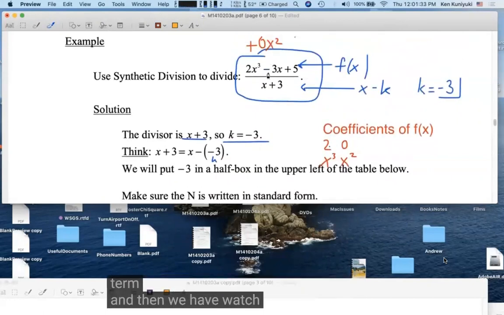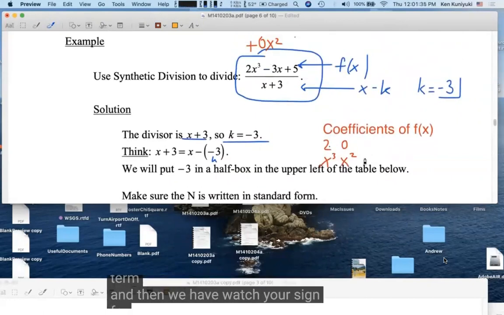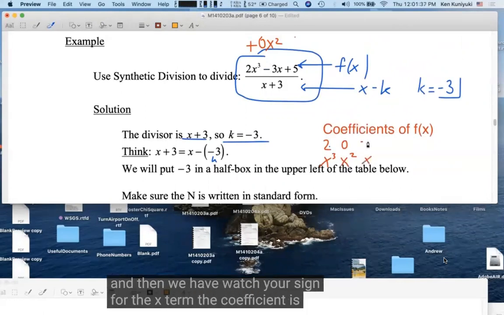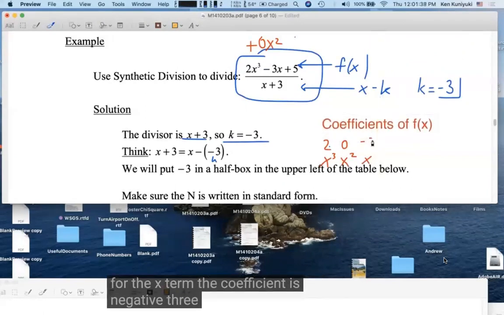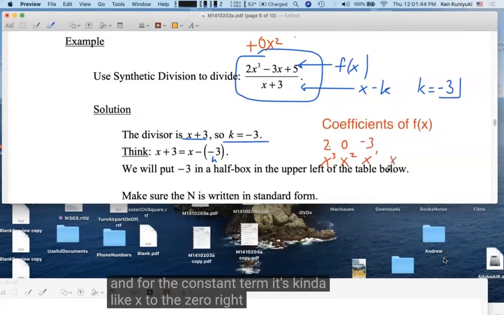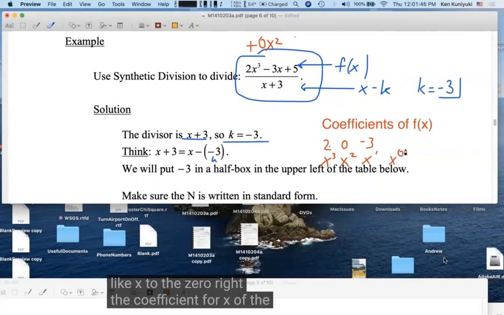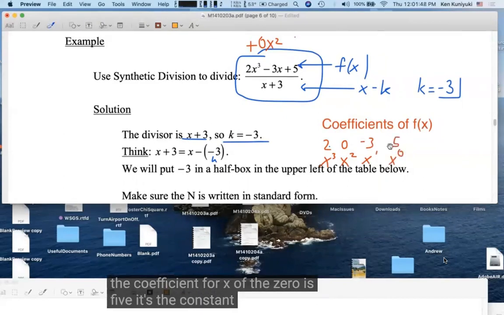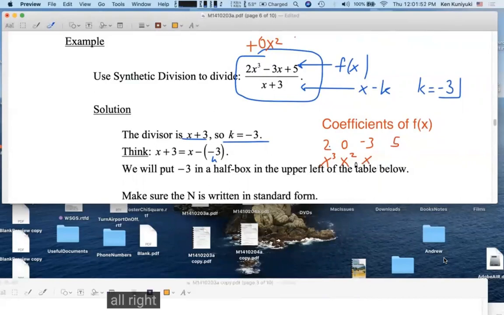And then we have, watch your sign, for the x term, the coefficient is negative 3. And for the constant term, it's kind of like x to the 0, right? The coefficient for x to the 0 is 5. It's the constant term. All right.